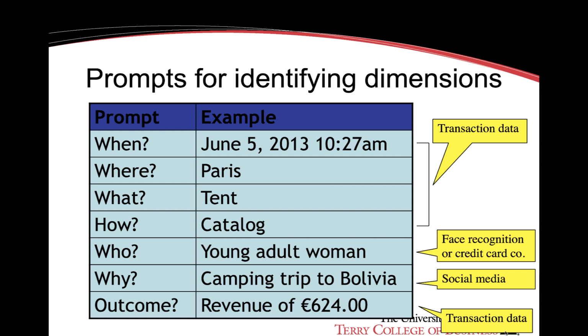So here are some prompts for identifying dimensions. First of all, you've got to know when a transaction took place, where it took place, what was involved in the transaction, and how this transaction was performed. Then we have dimensions of who, why, and outcome. Who was part of this transaction, why was this transaction performed, and what was the outcome of this transaction. And so one can have different dimensions related to a transaction.